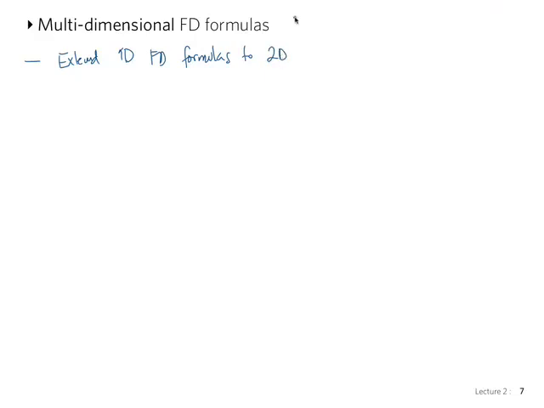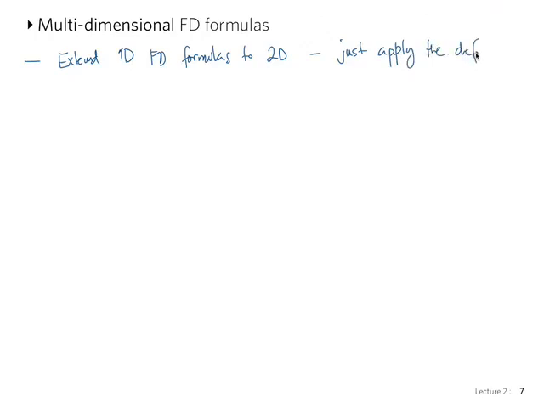So basically, it's very easy to extend the 1D formulas to 2D. To extend the 1D formulas to 2D, we just need to apply the definition of partial derivative. Basically.